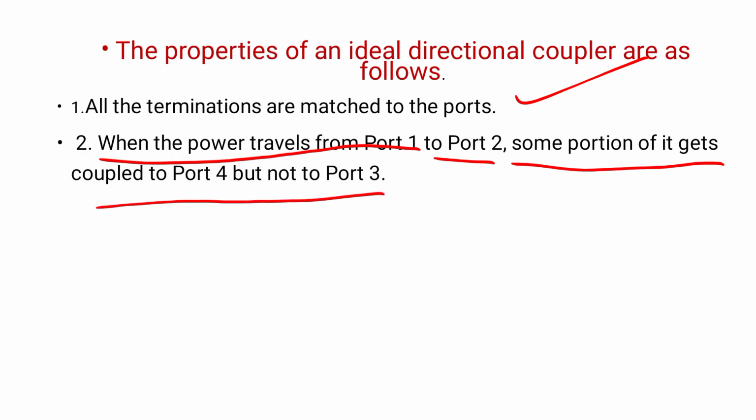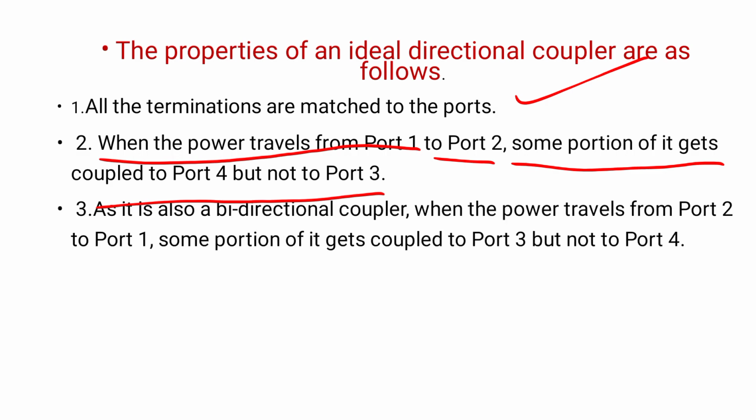I already told you when we discussed the diagram itself, when we incident a power at port 1, the power is delivered to port 2 and port 4 but not to port 3, because port 3 is an isolated port. But practically a small amount of power is delivered to port 3 also. Here we are considering the properties in the ideal case, so there is no power delivered to port 3 in the ideal case.